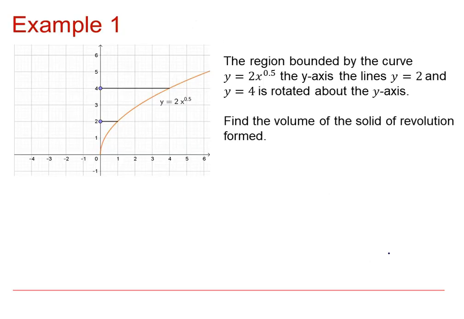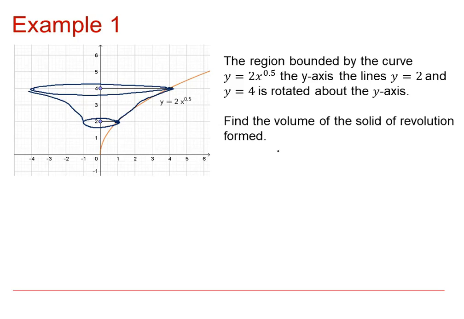So here we have an example. The region bounded by the curve y equals 2x to the half and the y-axis from y equals 2 to y equals 4 is rotated about the y-axis. Find the volume of revolution. So just to give you a crude illustration, this point, when rotated about the y-axis, will do that. This point, when rotated about the y-axis, will do something a little bit like that. And the volume would look like this. That's the volume we need to find.